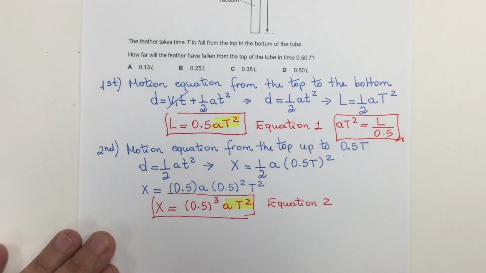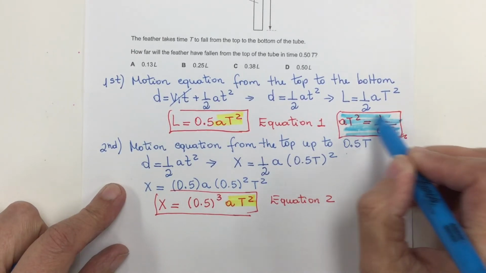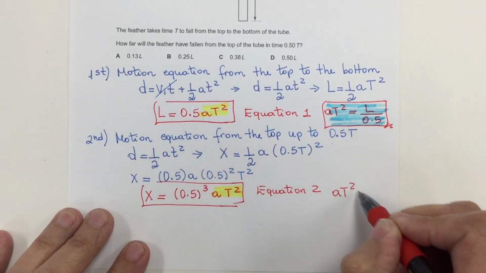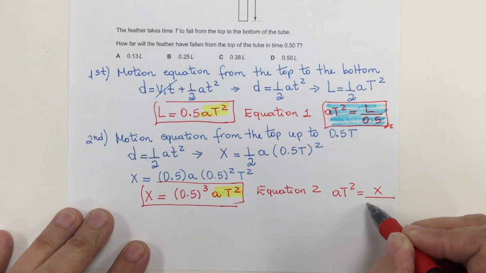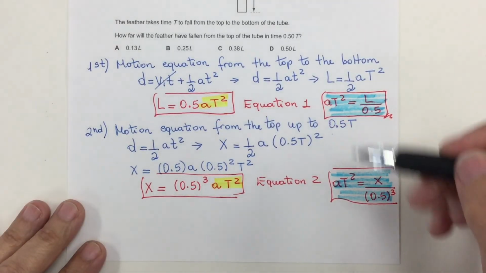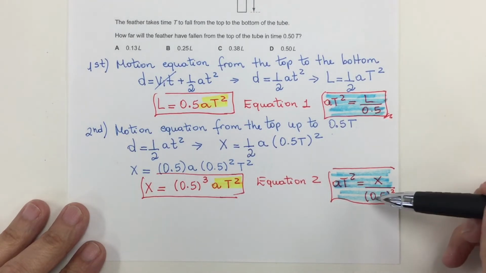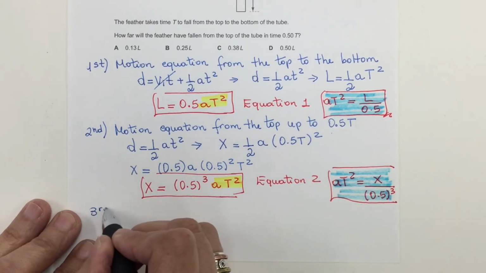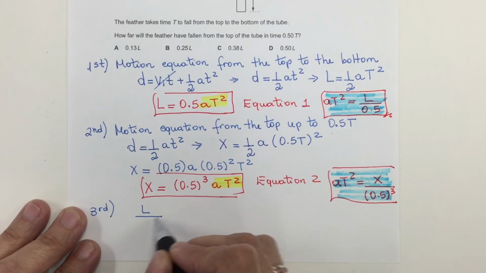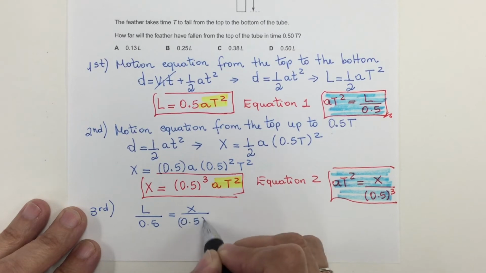Okay, and I'm going to highlight it because it's an important equation. Likewise, a t squared is equal to x over 0.5 cubed. Okay, so I think we are on a good path here. If this is equal to this, and this is equal to this, we can say this is equal to this. So third, let's equalize those two expressions: L over 0.5 is equal to x over 0.5 cubed.